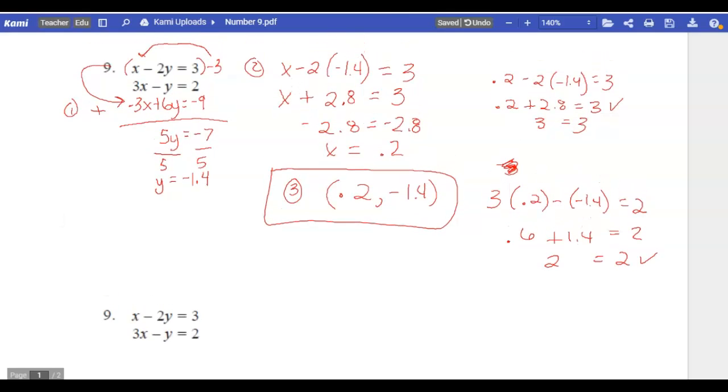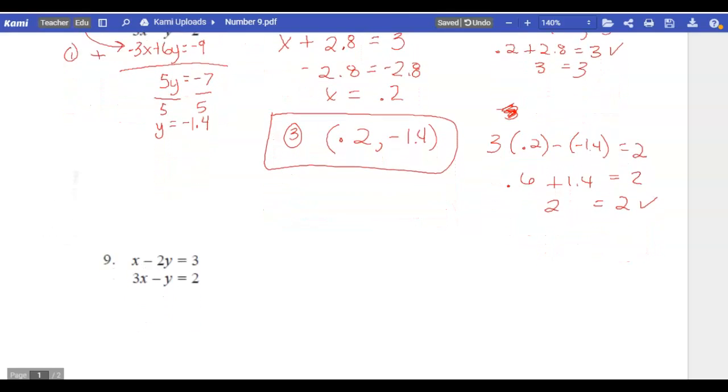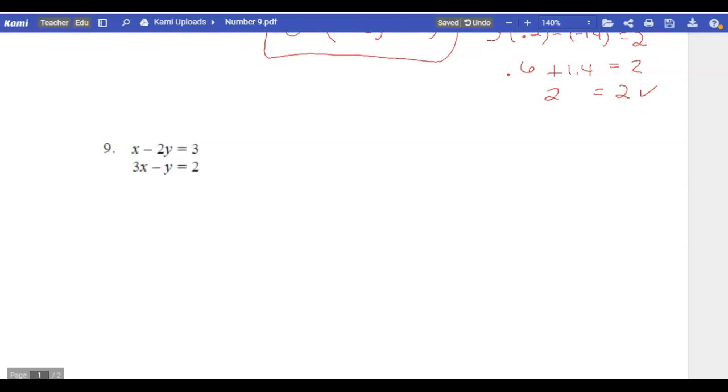I'm going to show you another way to do it, and then we're going to speed it up a little bit. Another way to do this would be to take this problem here and add 2y to both sides. If I add 2y to both sides, I get x equals 2y plus 3. And now that lets me do a substitution.